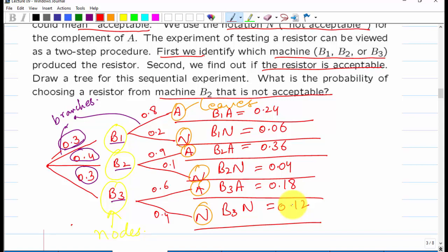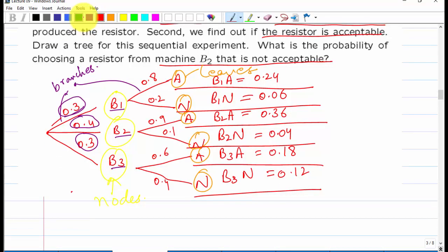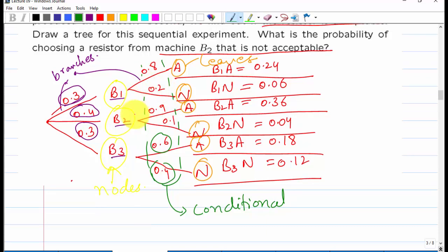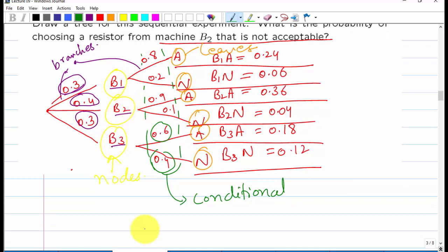One more thing that we need to mention here is that all these probabilities are conditional probabilities, because this is the probability of an acceptable resistor given machine B1, acceptable resistor given machine B2, acceptable resistor given machine B3. Similarly, these ones we have defined earlier, these are complements, so obviously. So this is the tree diagram.